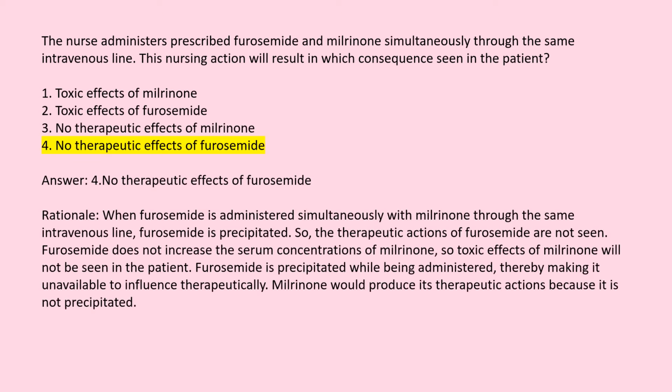Answer. 4. No therapeutic effects of furosemide. Rationale. When furosemide is administered simultaneously with milrinone through the same intravenous line, furosemide is precipitated. So, the therapeutic actions of furosemide are not seen. Furosemide does not increase the serum concentrations of milrinone, so toxic effects of milrinone will not be seen in the patient. Furosemide is precipitated while being administered, thereby making it unavailable to influence therapeutically. Milrinone would produce its therapeutic actions because it is not precipitated.